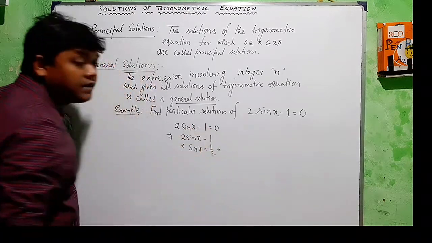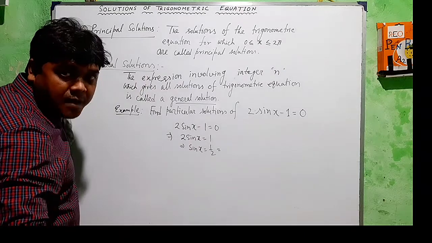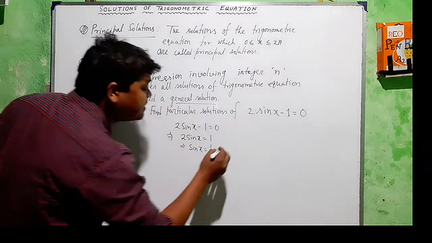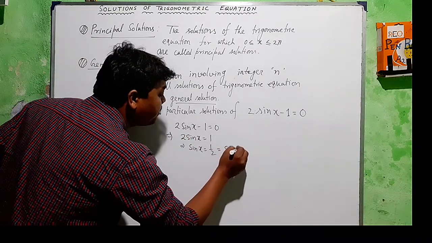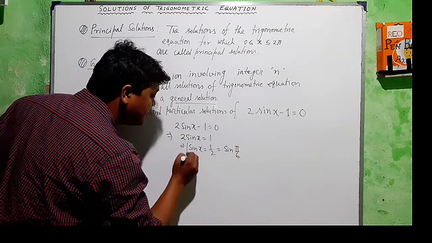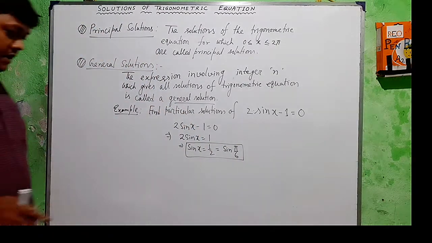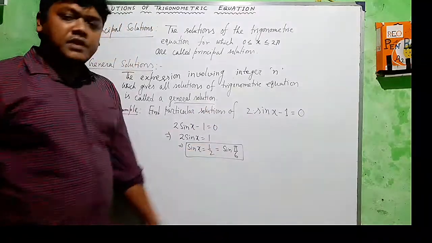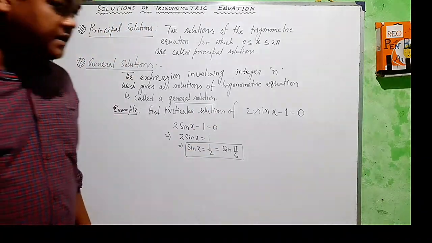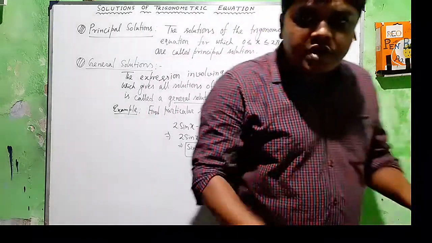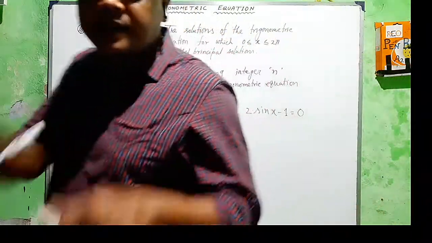And we know that sin 30 degree is half. In radian mode, sin pi by 6 is half. So sin x equals half, that is sin pi by 6. So x equals, you can say clearly, pi by 6. Is there any other solution?